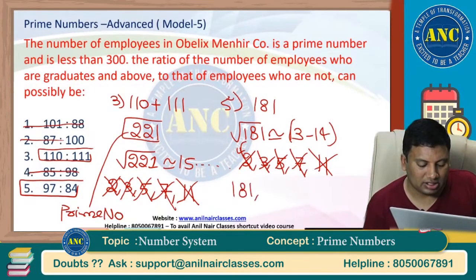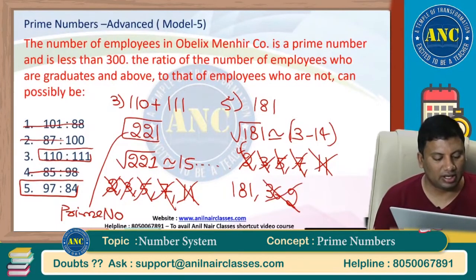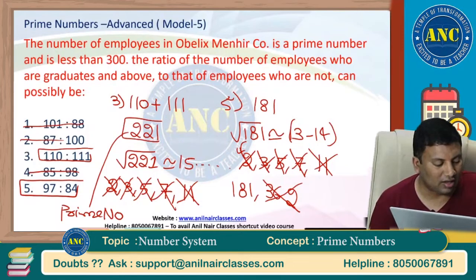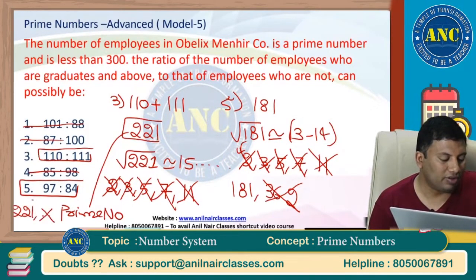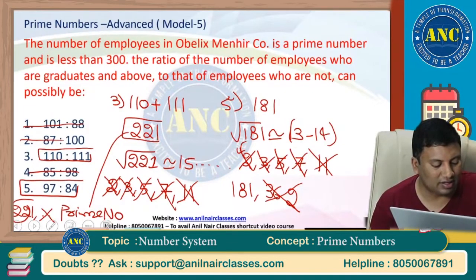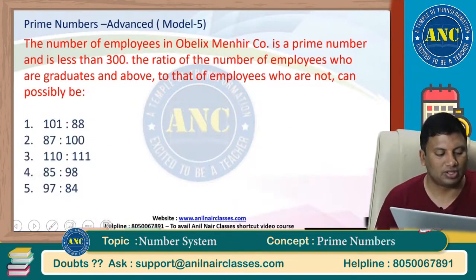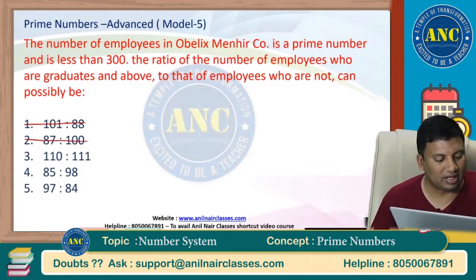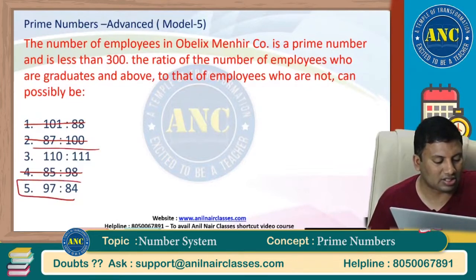Next number is 362. The number of employees should be less than 300. 110 plus 111 is 221. Next number is 442, that is also greater. So let us see, we are getting two answer options. 189 is not a prime number. 187 is not a prime number. 85 plus 98 is not a prime. 183 is not a prime number. So we are stuck with these two.